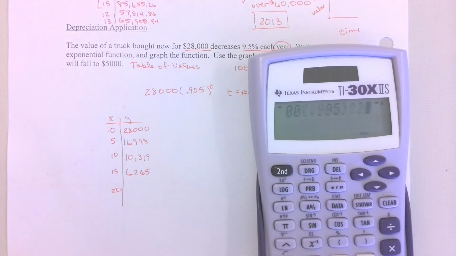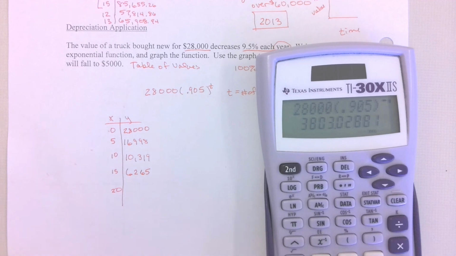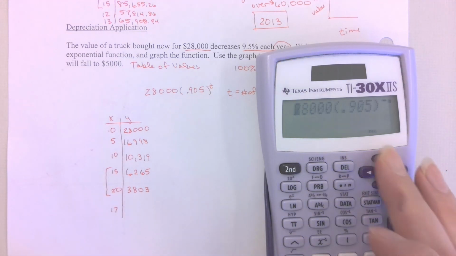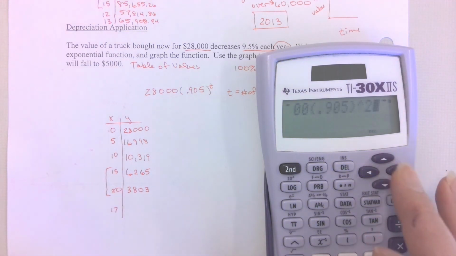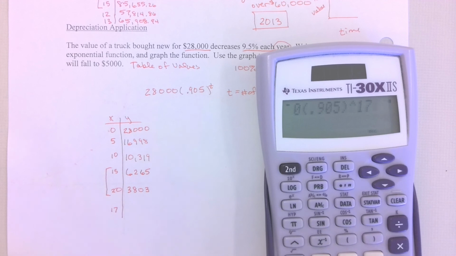So I'm going to go ahead and try 20. And 20 gives me 3,800. So 3,803. So I know that my answer is between 15 and 20 years. So I'm going to go ahead and try 17. I just like to try in the middle there. So again, I'm just getting an idea and trying some numbers. And in 17 years, my truck is worth $5,131. Okay, so it's still above the 5,000 mark.